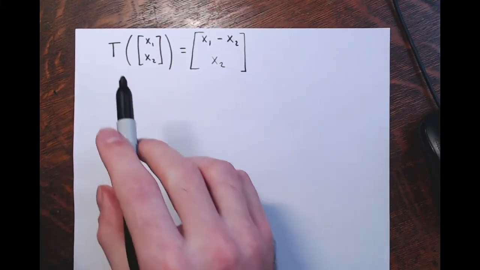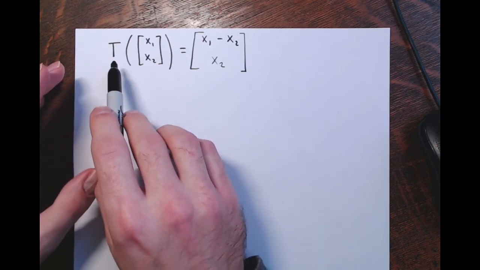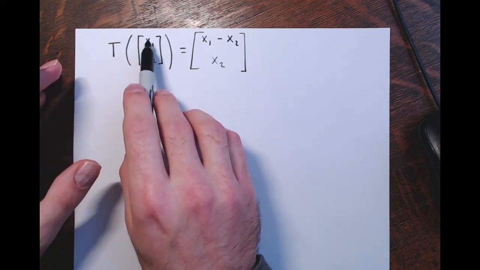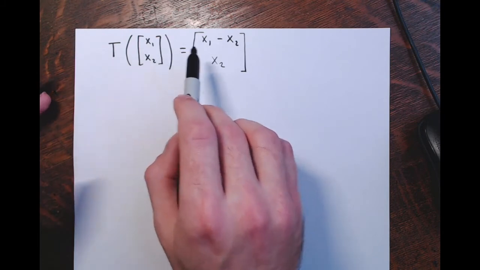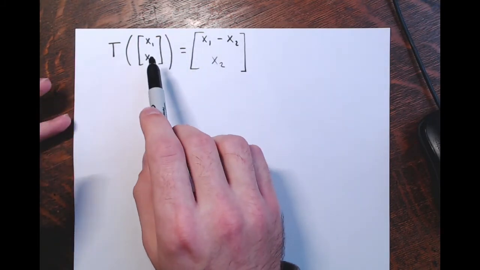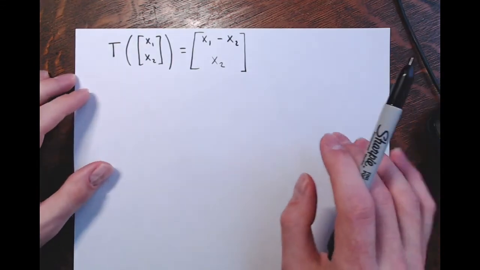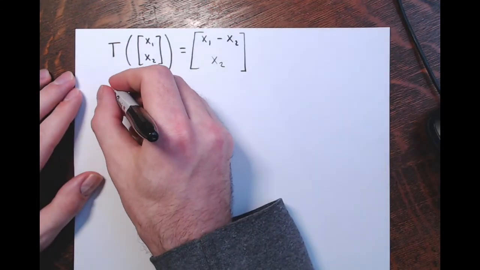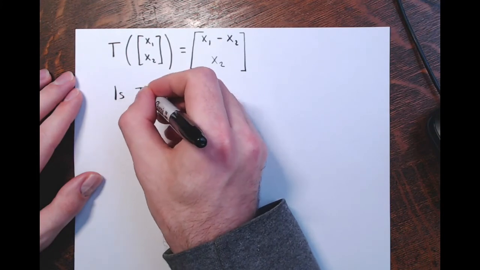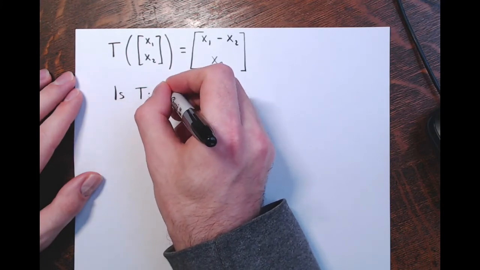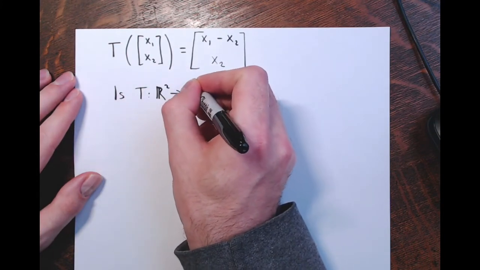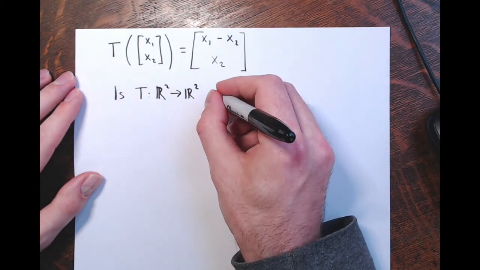So here is part A of that example. We have T of x1, x2, so something from R2. This is from R2 to R2, right? 2 component input, 2 component output. And we're asked, is T from R2 to R2 here, is this operator, this transformation, linear?